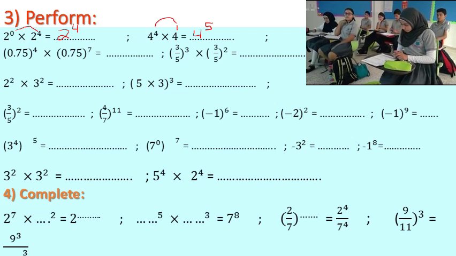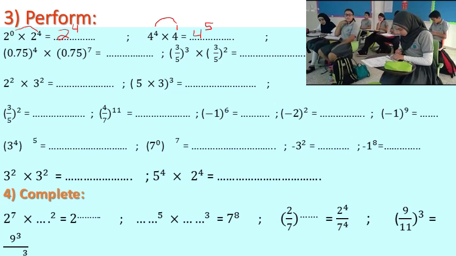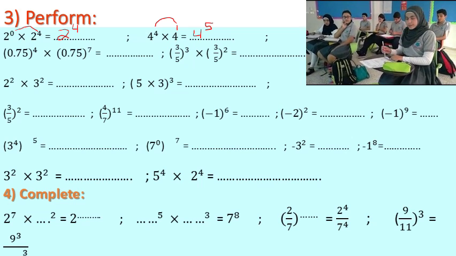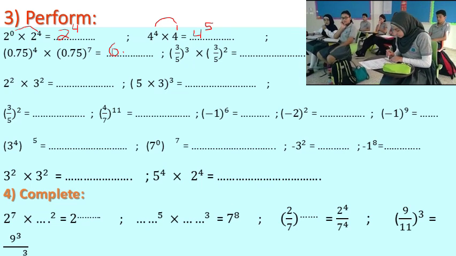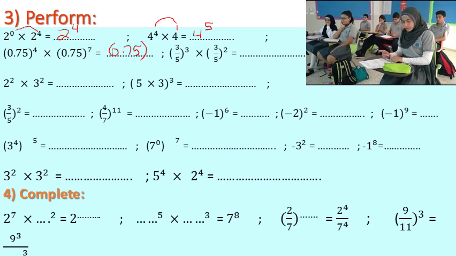Now, Dana, 0.75 to the power 4 times 0.75 to the power 7. The base stays as it is, 0.75. Yes, we write the base as it is, and we add the exponents. 4 plus 7? 11.